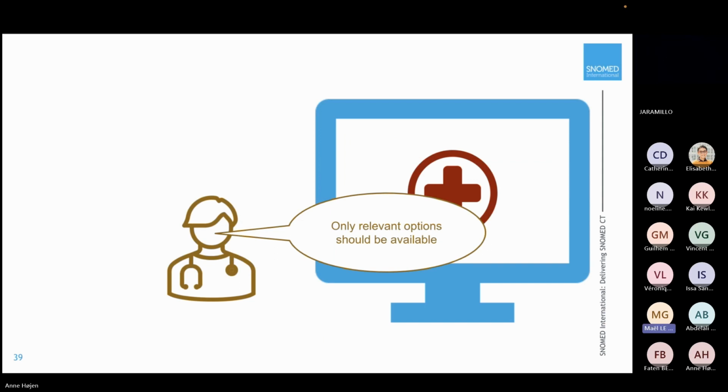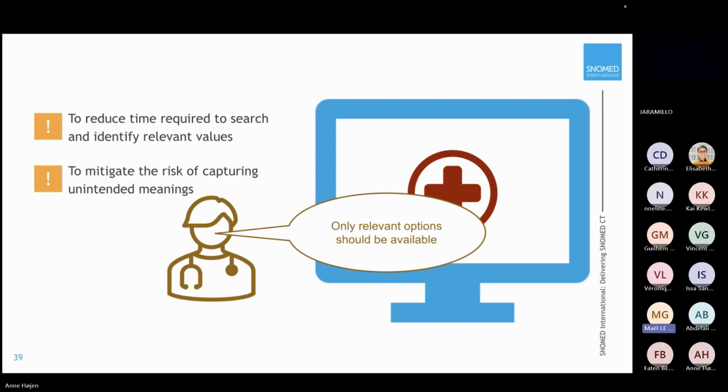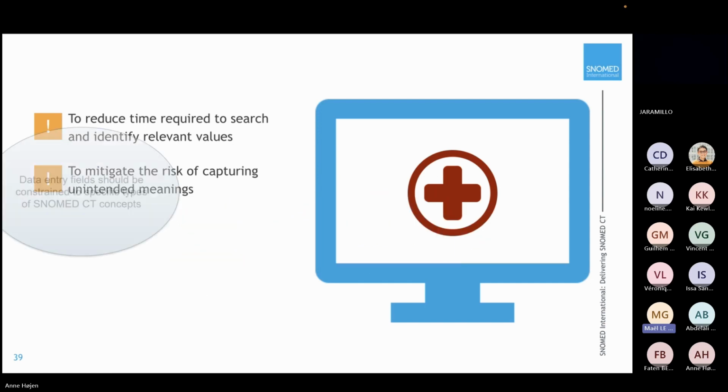And then the relevant options, which is probably one of the key implementation principles, is that we shouldn't give clinicians access to the whole of SNOMED CT. Imagine looking through 350,000 concepts every time you just have to find an allergy to penicillin, for example. No, you need to constrain it to mitigate the risk of capturing unintended meanings and make it easy and fast.